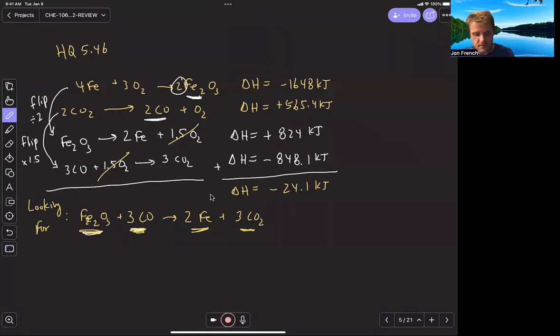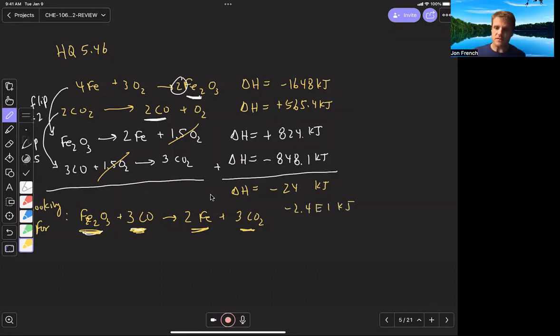We should have, because there's no decimal places in 824, we shouldn't have any decimal places in the final answer. So we should report the final answer as just negative 2.4 e to the 1 kilojoules for question 46.